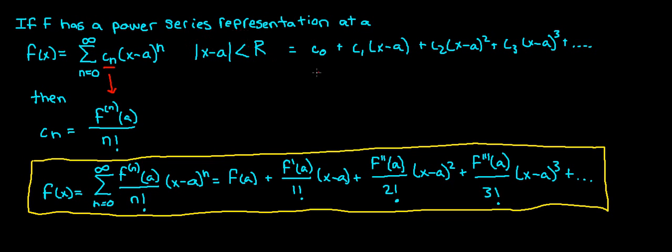So instead of having a power series written out like this, C0 plus C1 times (x minus a) plus C2 times (x minus a) squared, continuing on, when this Taylor series goes out, it is f of a plus f prime of a over 1 factorial times (x minus a) plus f double prime of a divided by 2 factorial times (x minus a) squared. All that's happening is that this formula is being filled in, and we are writing this series out like that.